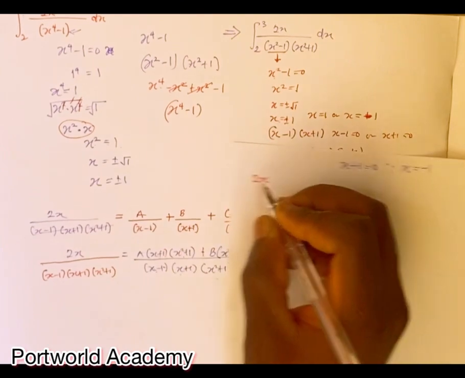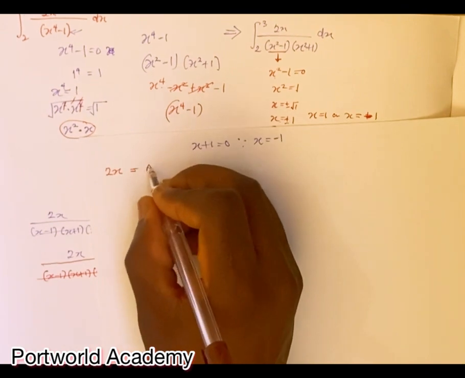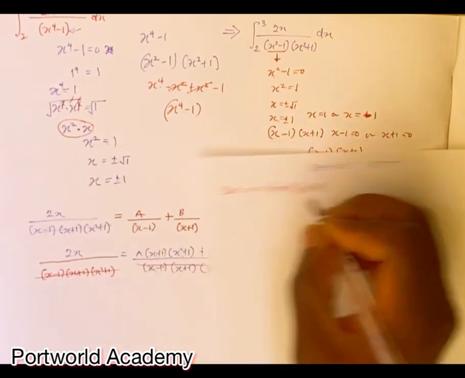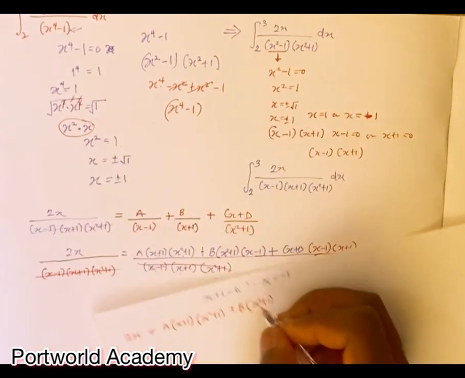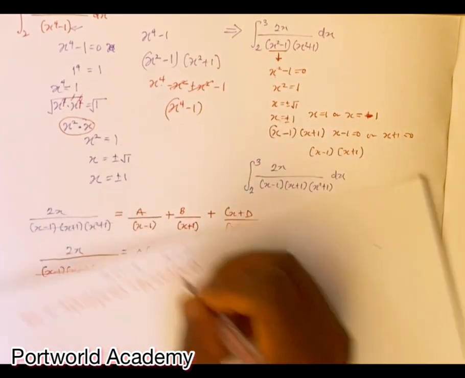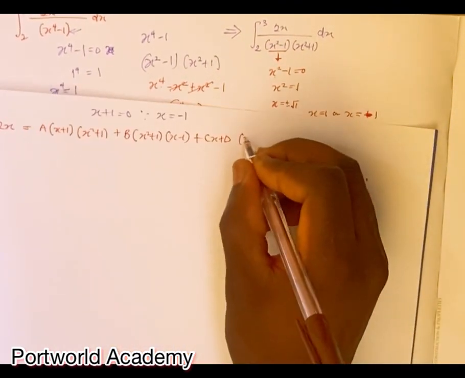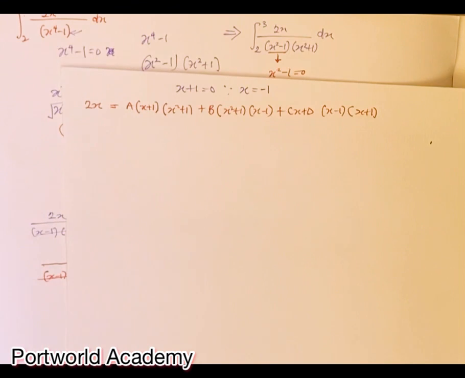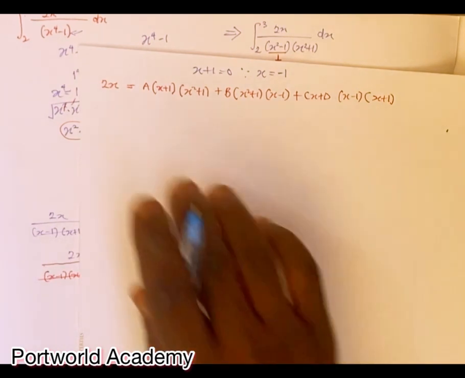I'm going to have my 2x, then equal, this you cancel this out, then I'm going to have equal A into (x plus 1)(x squared plus 1), then plus B into (x squared plus 1)(x minus 1), then plus (Cx plus D) into (x minus 1)(x plus 1). So this is just it. And I wish you can just open the brackets. Should we just go ahead and open the brackets? Let's open the brackets.